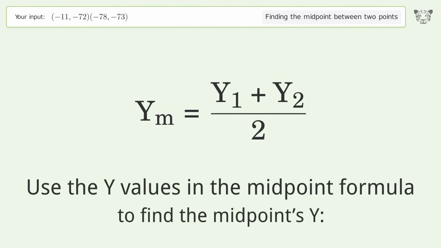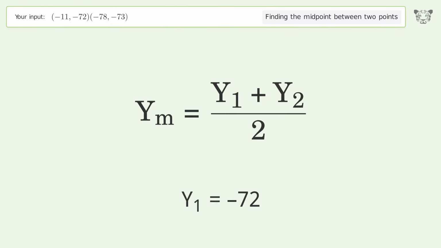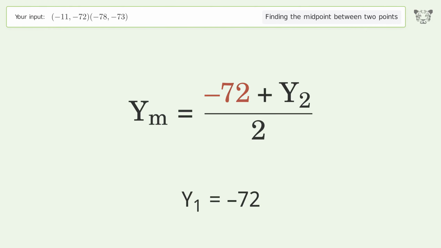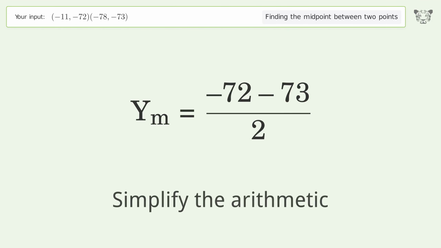Use the y values in the midpoint formula to find the midpoints y. y1 equals -72. y2 equals -73. Simplify the arithmetic.